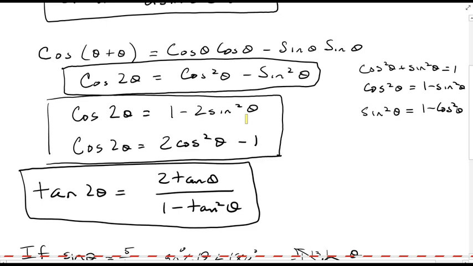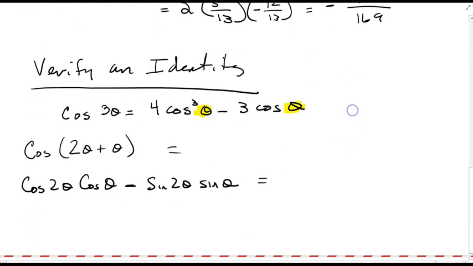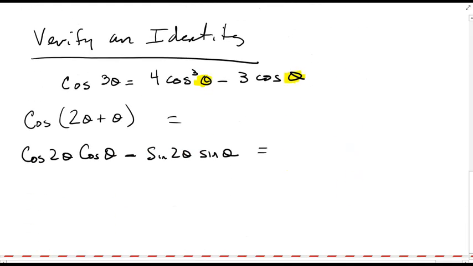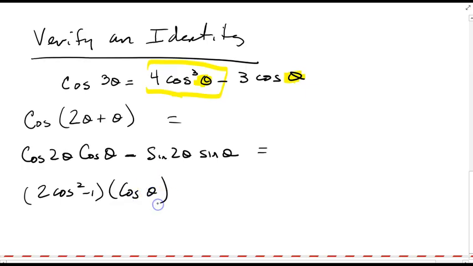So here's what I want you to notice about these options. The first one has a cosine and a sine in it. The second one just has a sine squared, and the third one just has a cosine squared. Well, if you use your right-hand side here as a guide, you're like, okay, I got to turn everything into cosine, so I don't want to introduce a sine in this first part. Since I want to keep it as cosines, I'm going to take cosine 2 theta and turn that into 2 cosine squared minus 1 times cosine theta.